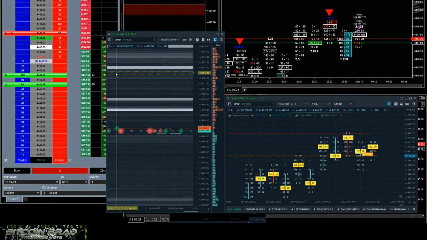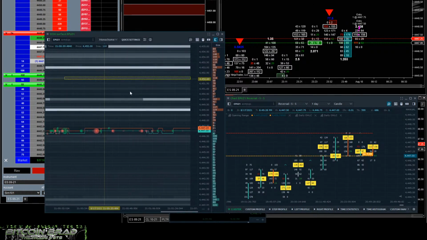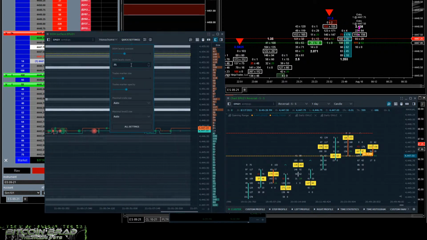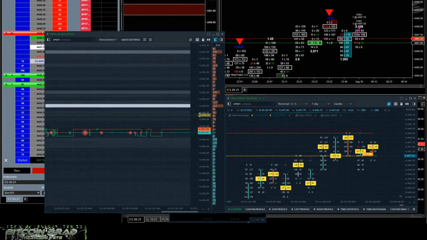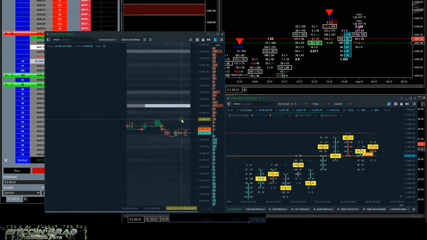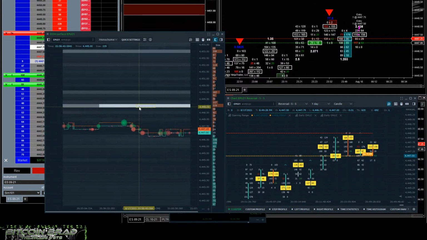So if we're looking at this, you can decide how many DOM levels you want to see, the kind of volume that you want to see. You can decide a lot, but to me, it doesn't show me anything useful. It shows me that there's a big seller sitting on 49 flat all night. That doesn't do anything for me. I'm not seeing any liquidity movement. It's too hard to see.